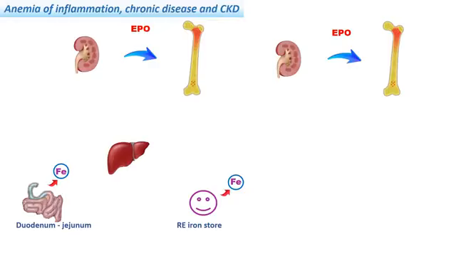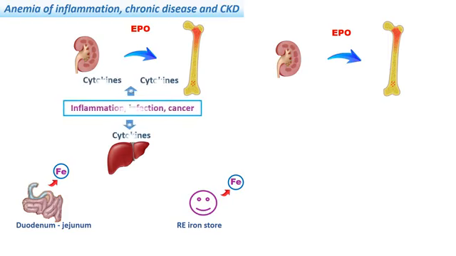This is the picture of anemia of chronic inflammation, chronic disease and CKD. What we see: the kidney secretes erythropoietin, which acts over the marrow for production of RBC. What happens in chronic inflammation? In chronic inflammation, there is liberation of cytokines. These cytokines act over the kidney as well as the bone marrow. So, these cytokines inhibit the kidney from producing erythropoietin and also inhibit the bone marrow's response to erythropoietin action. So there is less formation of RBC.